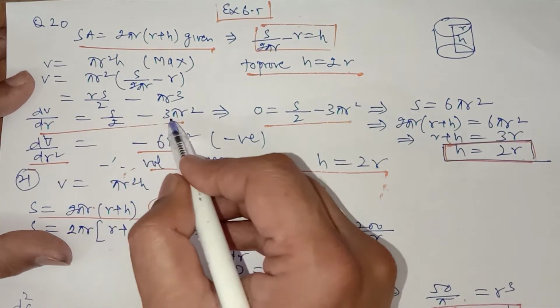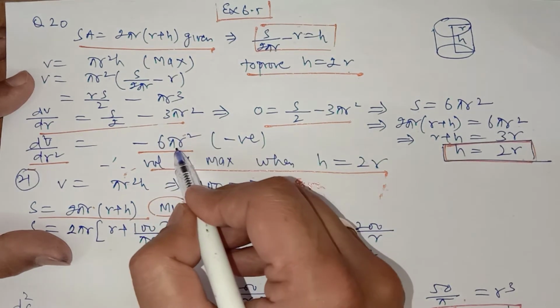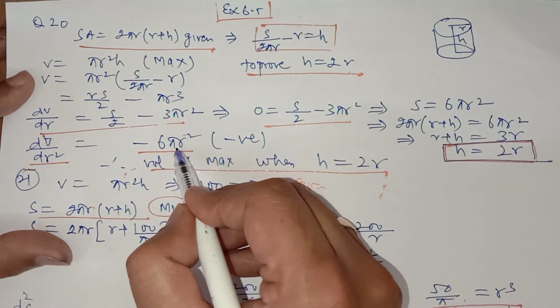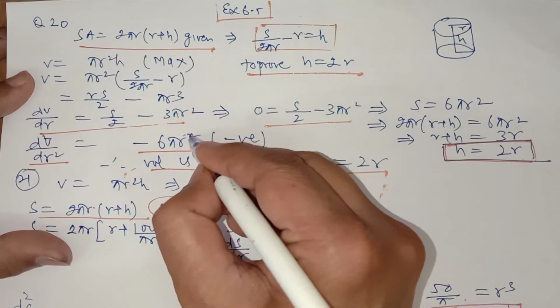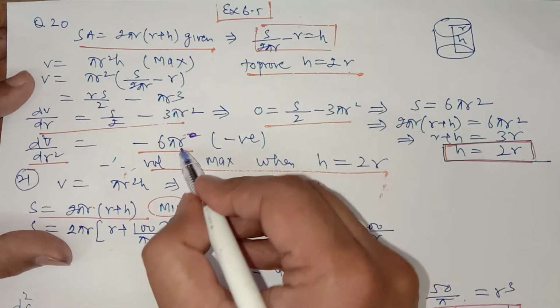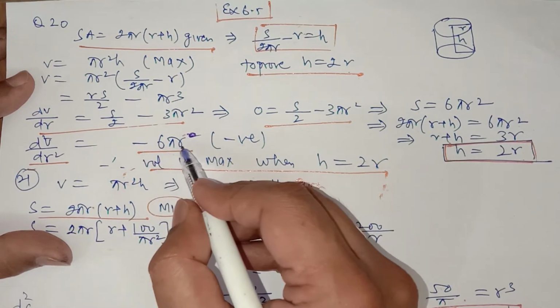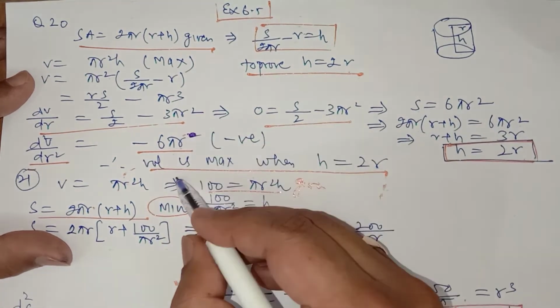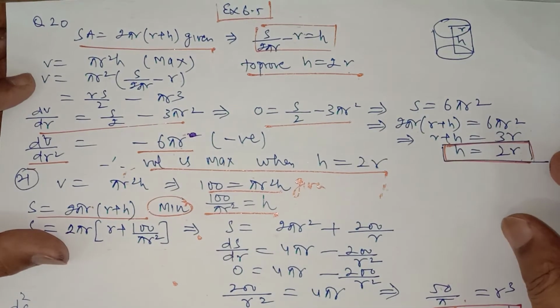This will be 0 and it will be minus 6 pi r, which is negative, since r is positive, so the second derivative is negative. So volume is maximum when h is equal to 2r.